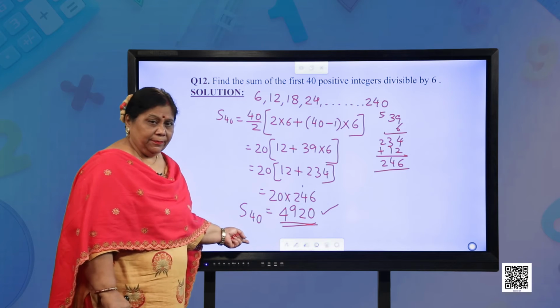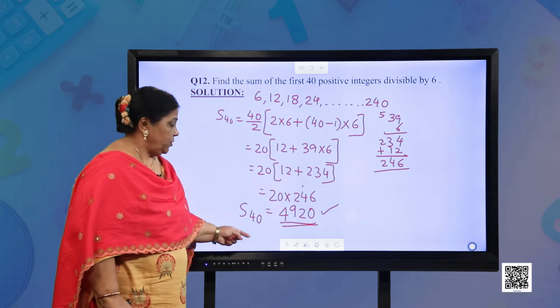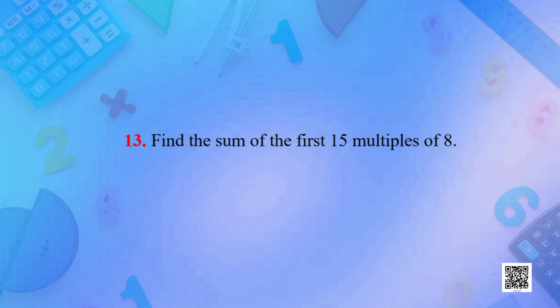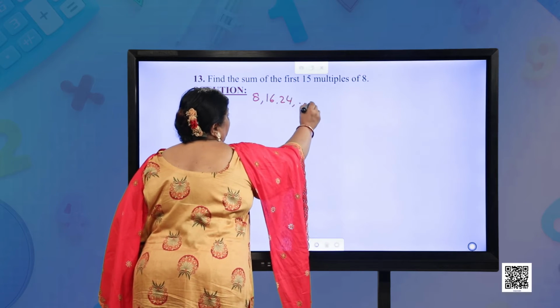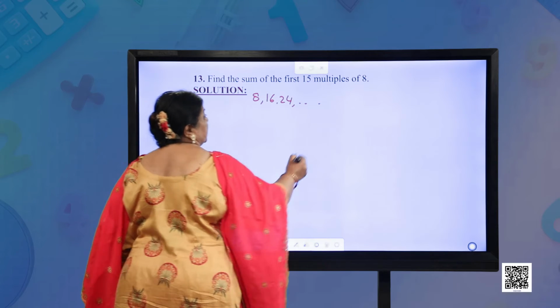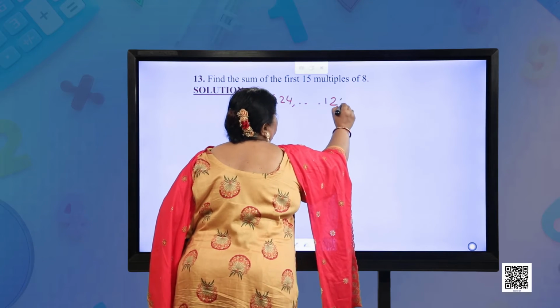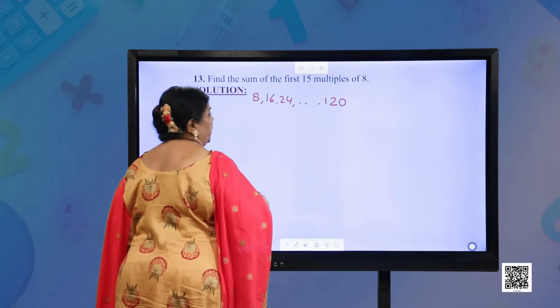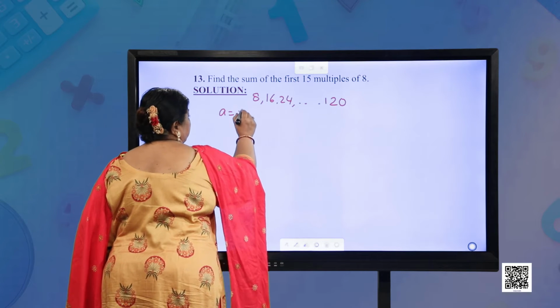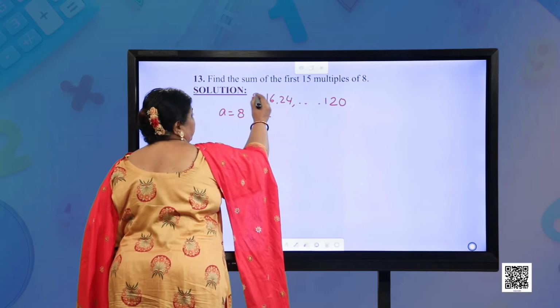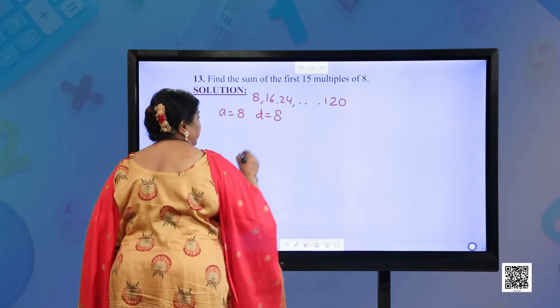I hope it is clear. Let us do the next one now. Find the sum of the first 15 multiples of 8. So, what will be the AP? 8, 16, 24 and 15 multiples. Is it 15 8s are 120? So, what is A here? It is 8. What is the common difference? Obviously, 16 minus 8 is 8.